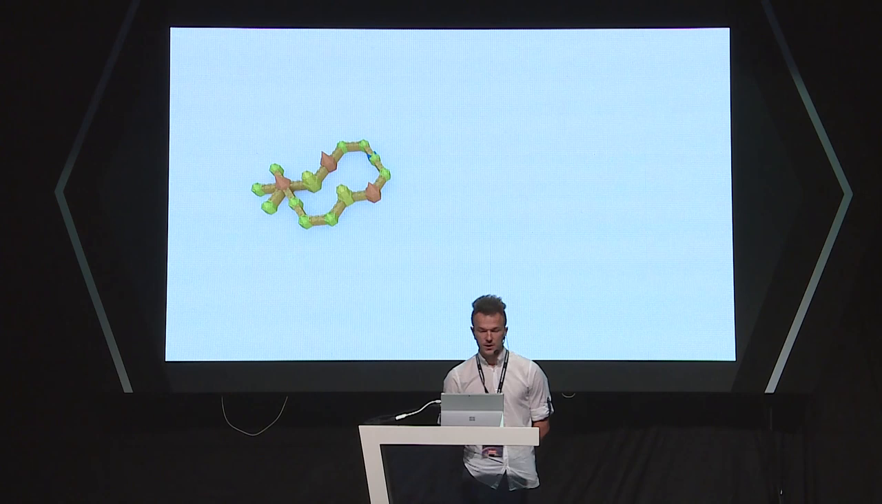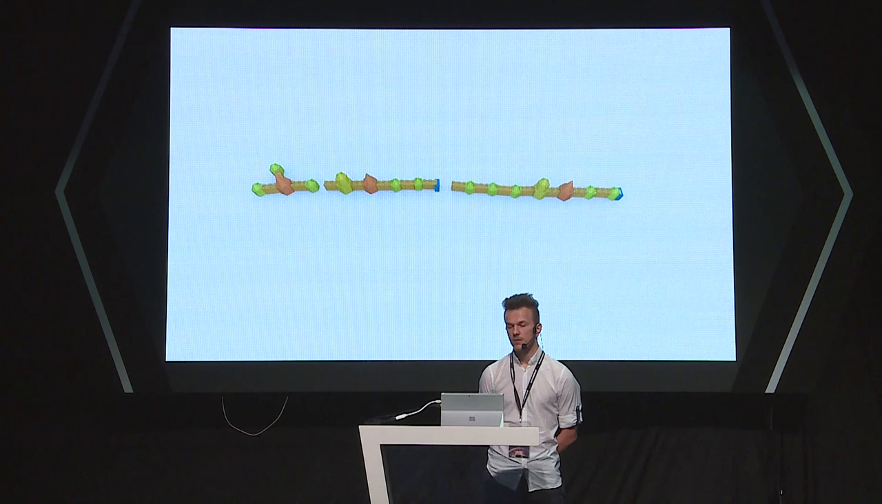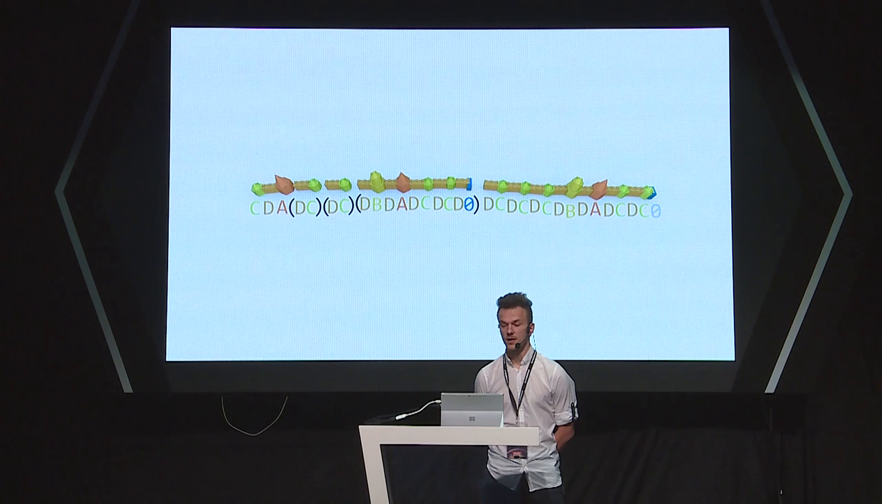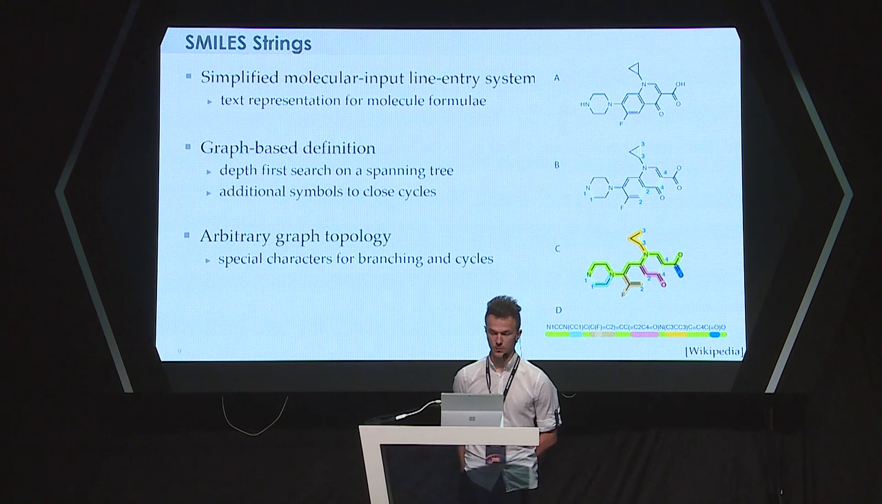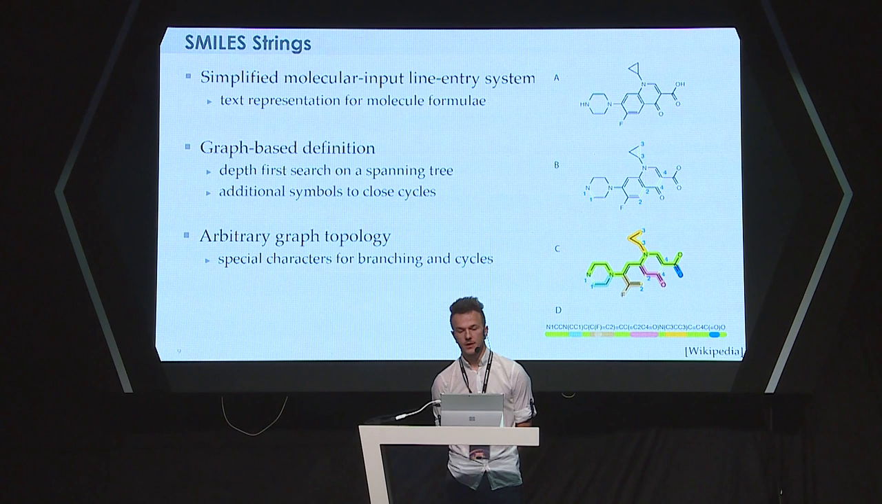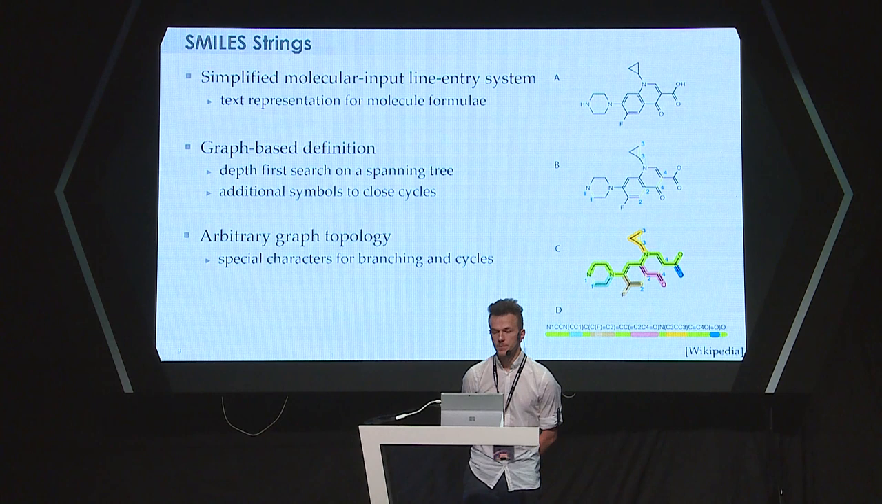The second part, converting a shape to a string, roughly looks like that. We first break a cycle, and then we pull the shape apart in order to order the pieces next to each other, and then we map a letter to each node with a couple of special characters that I'm going to explain. The method is a generalization of SMILES strings. This is a system of representing molecule formulae as text, and the definition is graph-based.